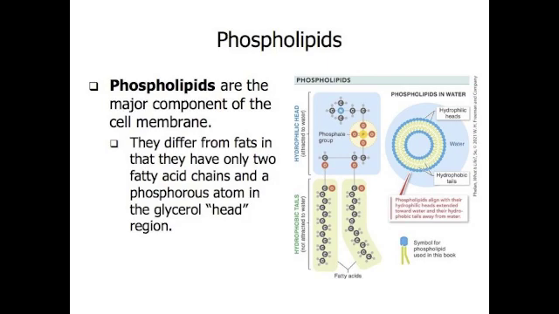Phospholipids are the major component of the membrane that surrounds the contents of a cell and controls the flow of chemicals into and out of the cell. They have a structure similar to fats, but with two differences. They contain a phosphorus atom, and they have two fatty acid chains rather than three.